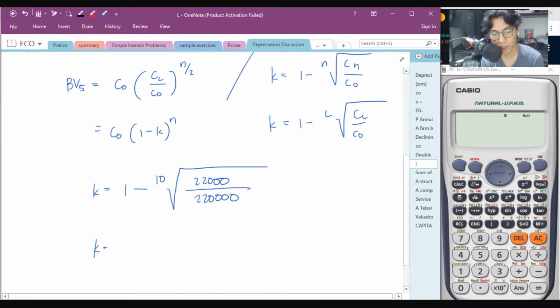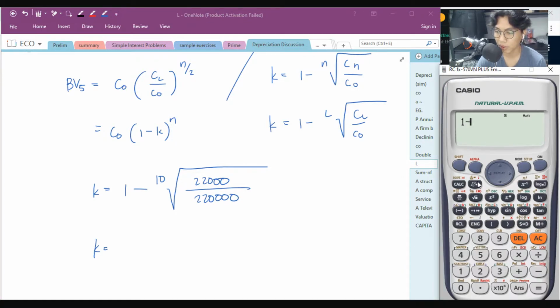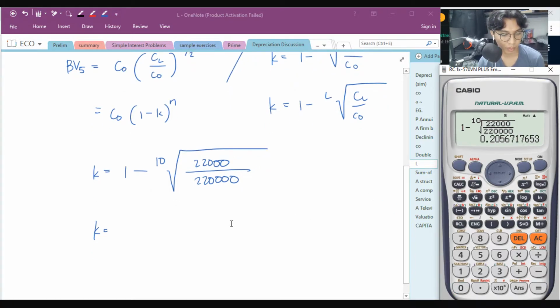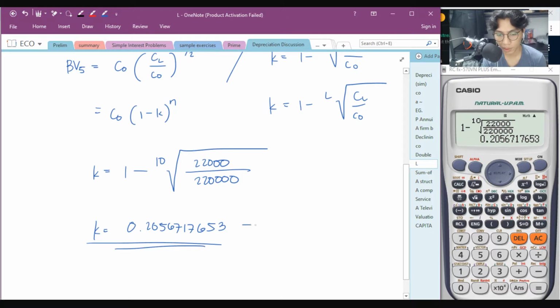Okay. K. Wag po natin tong round off ha. 1 minus useful life, that is 10. Tapos 220. Well, 2,200. This is 0.205671765. Yan yung K, okay? Store natin tong value niya kay letter A.